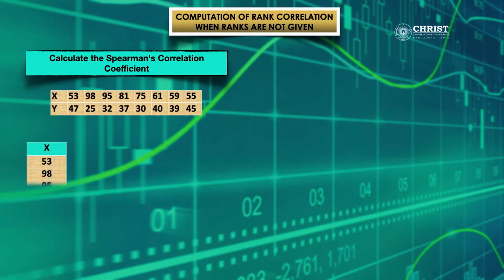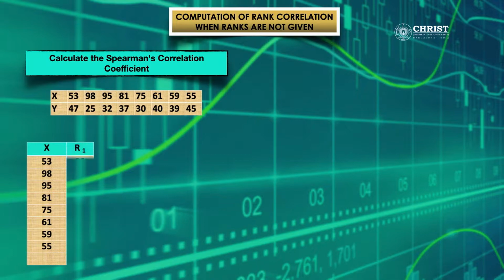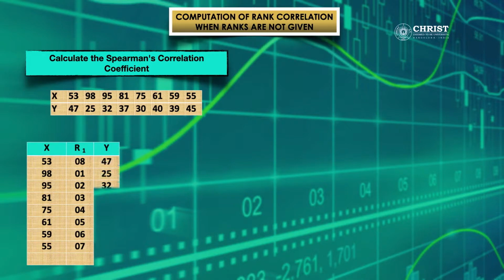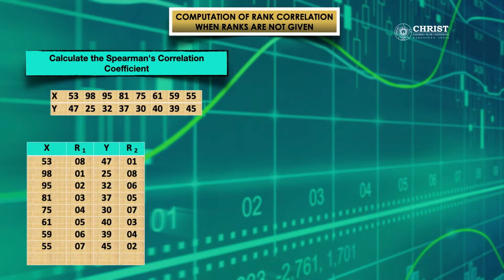Now you can see in the table, values of x, and then R1, that is the rank for the X series: 8, 1, 2, 3, 4, 5, 6 and 7. The next column is values of y, and next is R2, that is the rank for the Y series: 1, 8, 6, 5, 7, 3, 4 and 2.